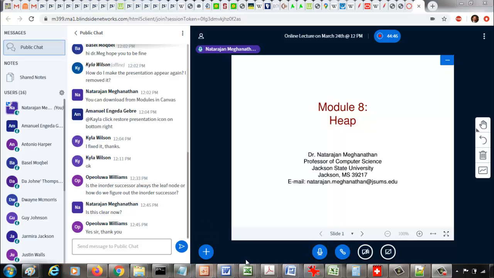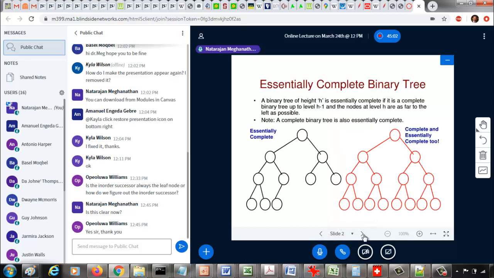Okay, so now we are going to start the next module, which is module 8. It's on heap. Now, heap is also a binary tree. So, we're looking at binary trees. We start with the general binary tree and then we focused on binary search tree. So, now we are going to look at another variant of binary tree, which is called a heap.